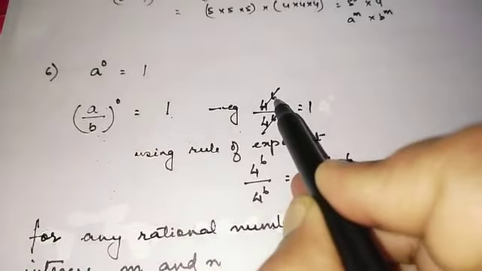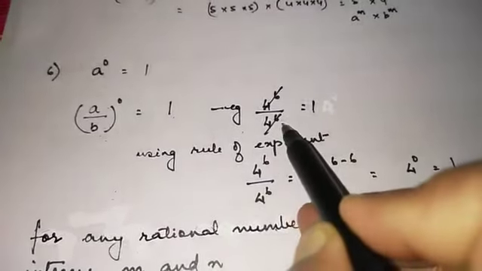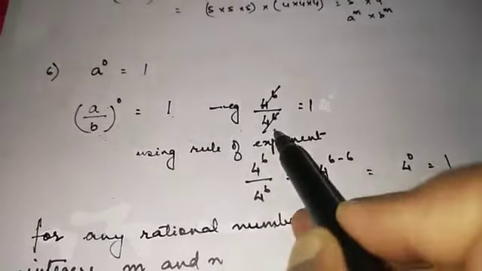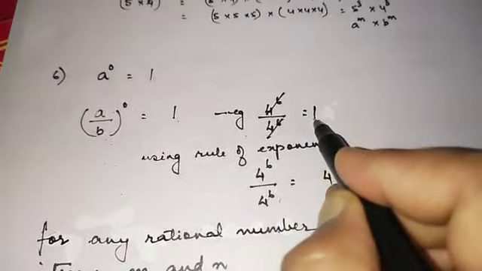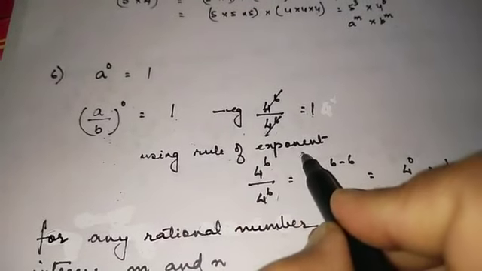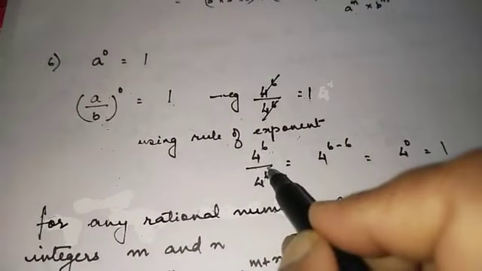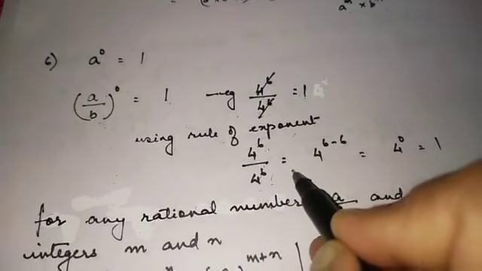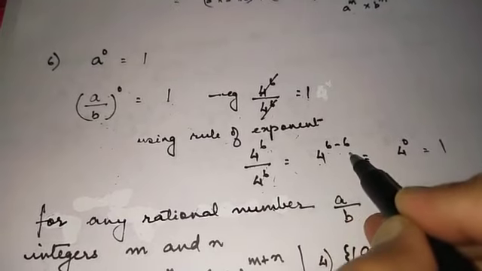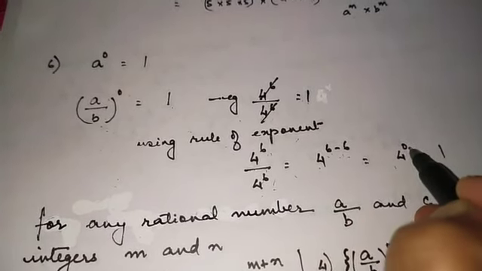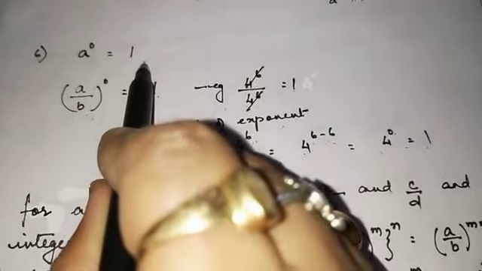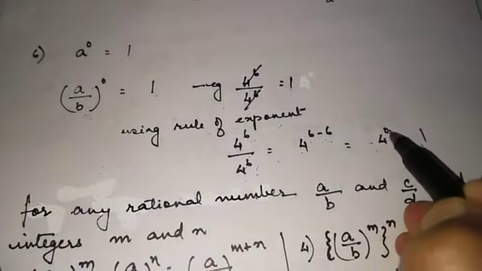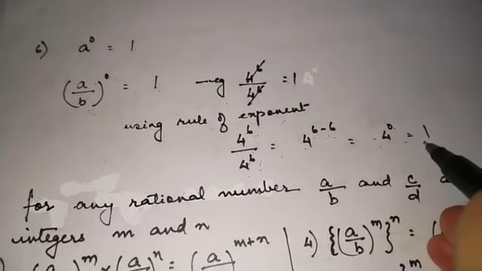We'll find it out with the help of an example. See, 4 raised to the power 6 divided by 4 raised to the power 6. Both cancel, and what is left? 1. So if we use the rule of exponents over here, 4 raised to the power 6 divided by 4 raised to the power 6 is equal to 4 raised to the power 6 minus 6. 6 minus 6 is 0, so 4 raised to the power 0, that is equal to 1. A raised to the power 0 is equal to 1. So any number raised to the power 0 is equal to 1.